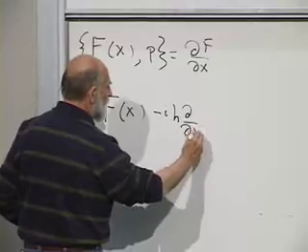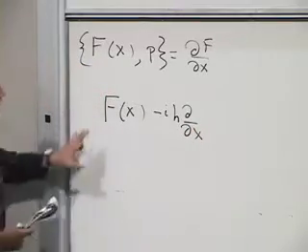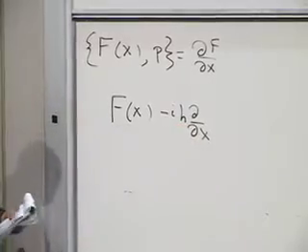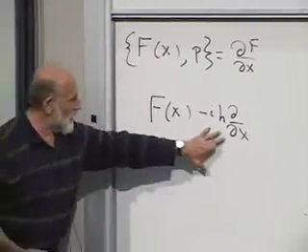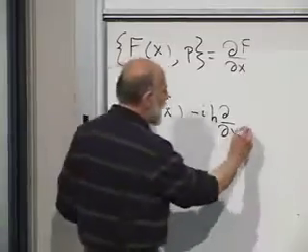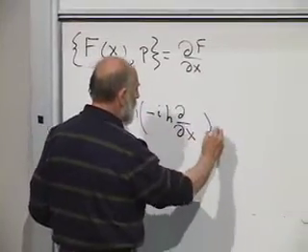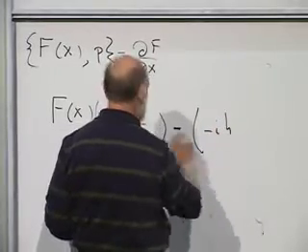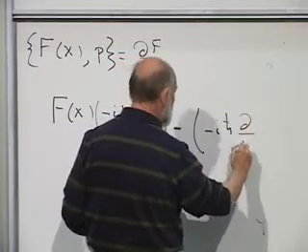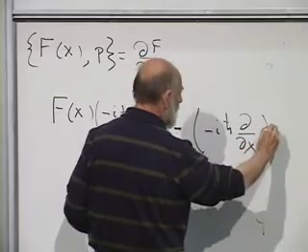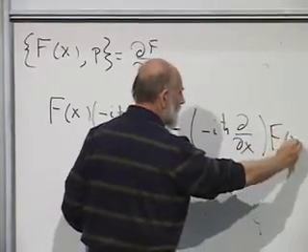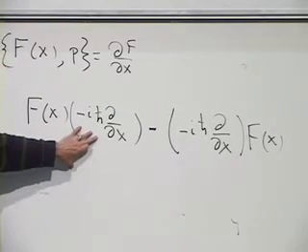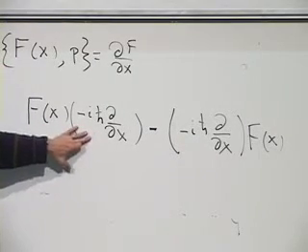I want the commutator of f of x with this object over here, that means I take f of x times this minus the opposite order. Let's put a bracket around there, minus I h bar d by dx times f of x. That's the commutator between f of x and the thing inside the bracket, which happens to be p.